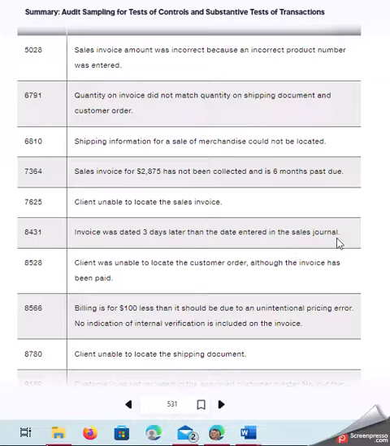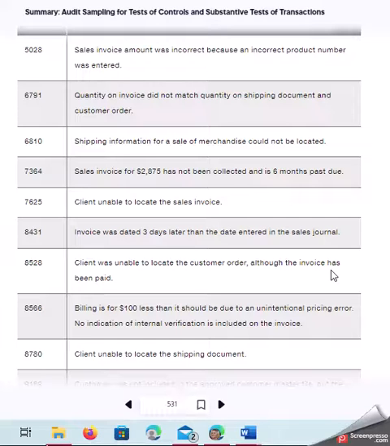And maybe test some additional of their transactions just to make sure it was a typo, nothing intentional, that they're not trying to move sales from one period to another period, just to ensure that it was just an honest mistake. Then the next one, the client is unable to locate the customer order, although the invoice has been paid.